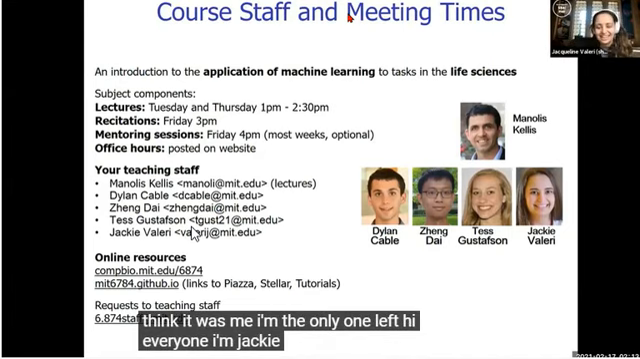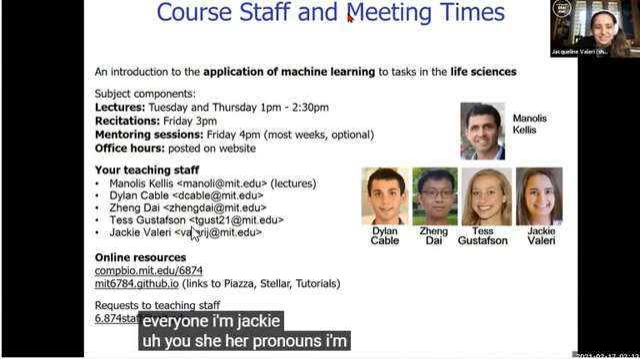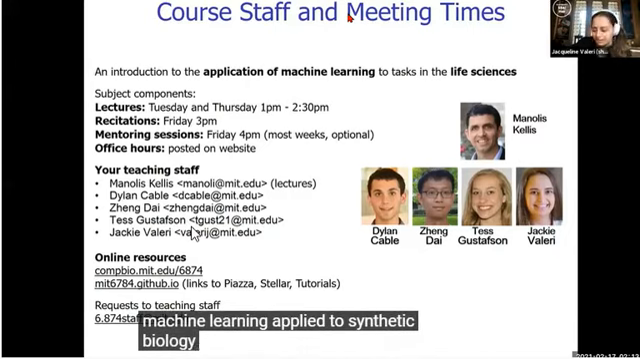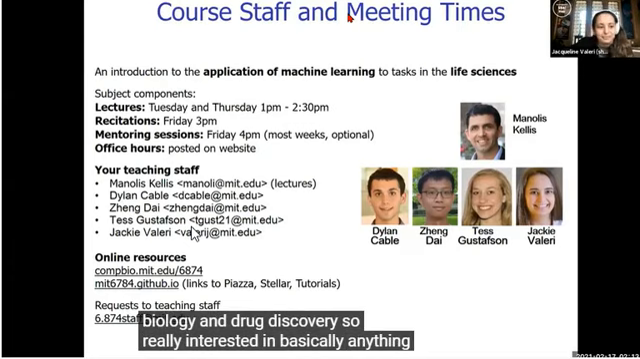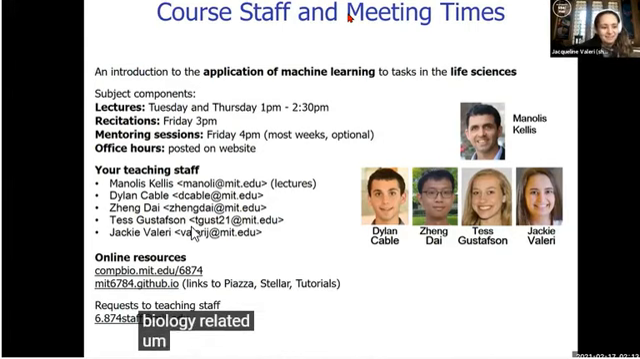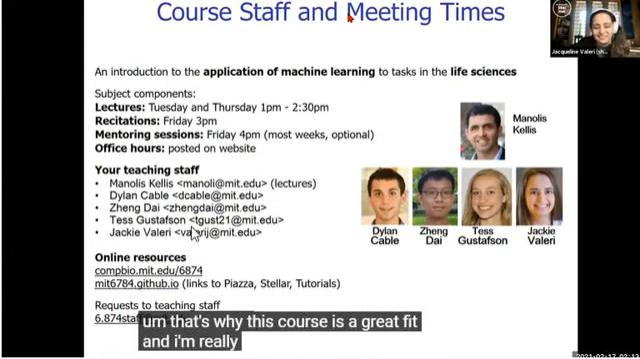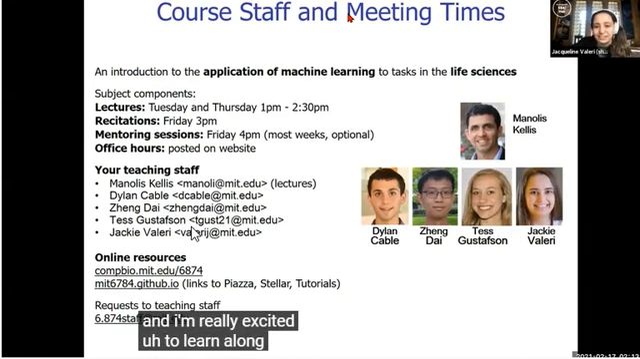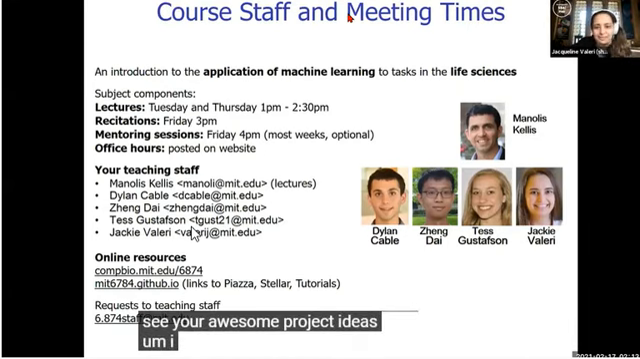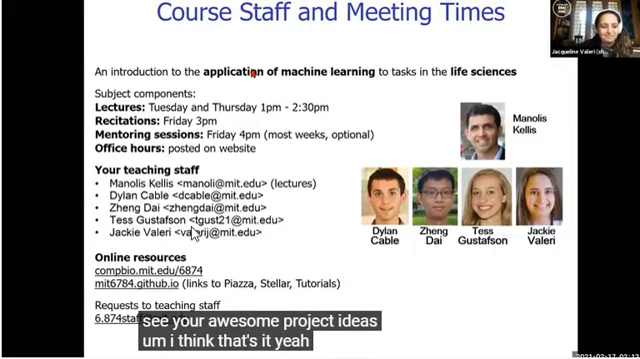Hi, everyone. I'm Jackie. I use she, her pronouns. I'm a third-year graduate student in biological engineering. I work on machine learning applied to synthetic biology and drug discovery. So really interested in basically anything deep learning applied to anything biology related. That's why this course is a great fit, and I'm really excited to learn along with you and also to see your awesome project ideas. I think that's it.